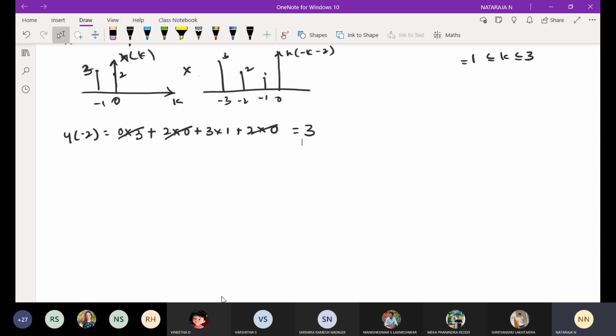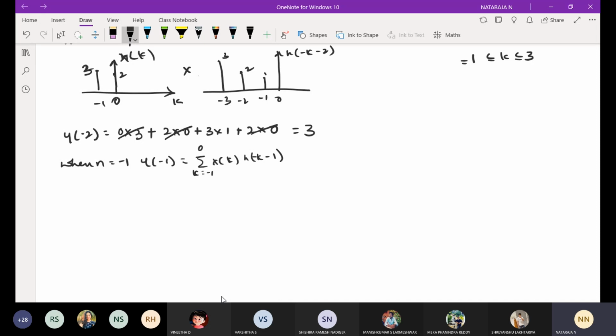Make it fast. When n is equal to minus 1, y of minus 1 is equal to summation k is equal to minus 1 to 0 of x of k h of k minus 1, sorry, minus k minus 1.